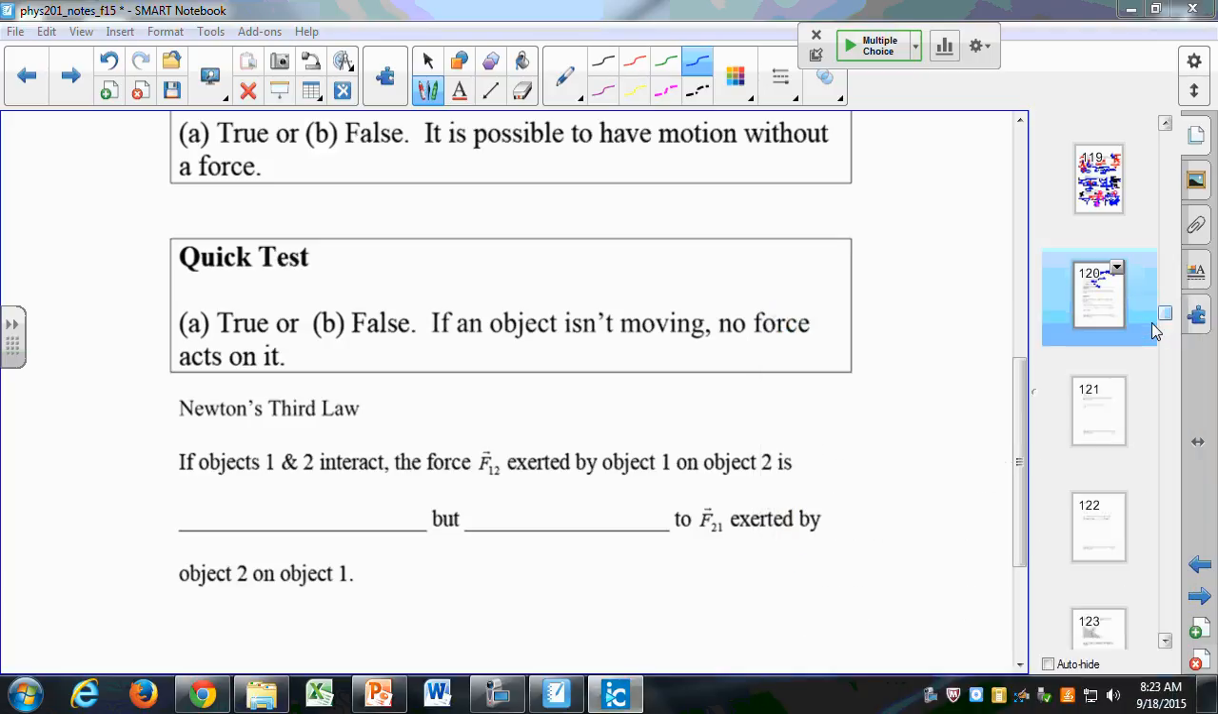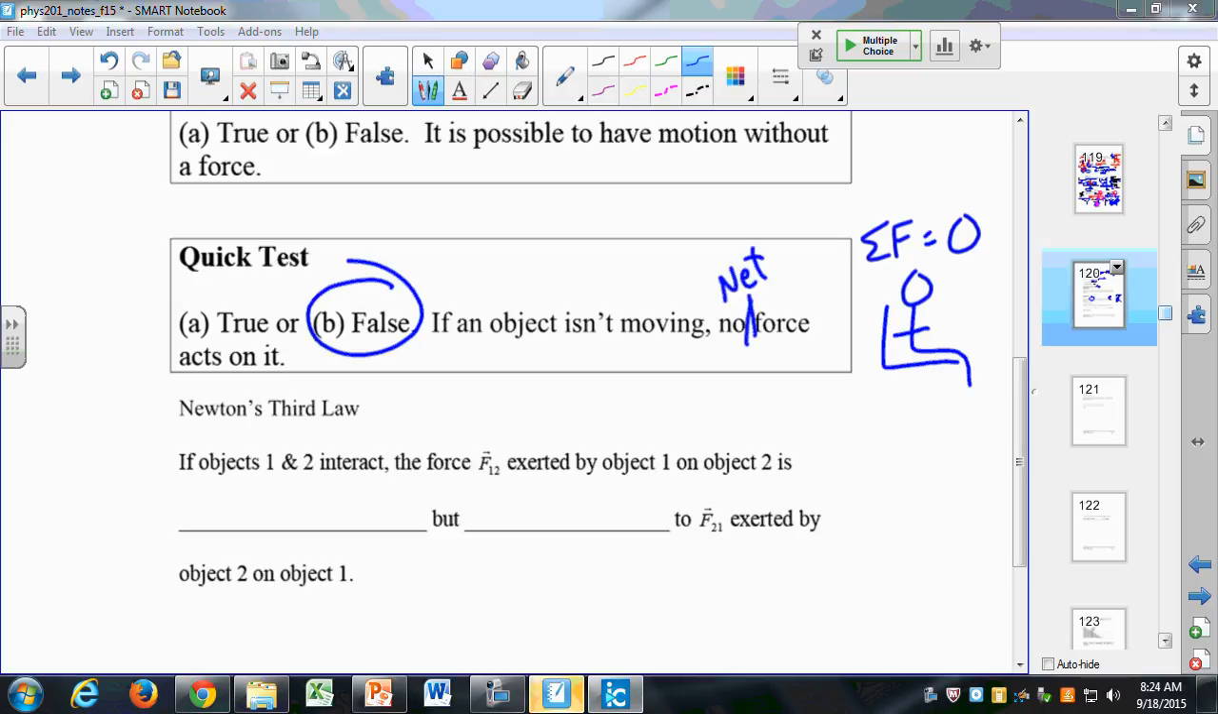All right. So you're stationary, right? But you have a whole heck of a lot of forces acting upon you. You have a weight force. You have another force pushing up on you from your chair, and within your body, you have all sorts of intermolecular forces. Your muscles are acting. But sitting in that chair, the sum of all those forces is equal to zero because you're stationary. So if an object isn't moving, that doesn't mean that no force acts upon it. If I wanted to make this a true statement, I would say no net force acts upon it, right? That the sum of all the forces is equal to zero.